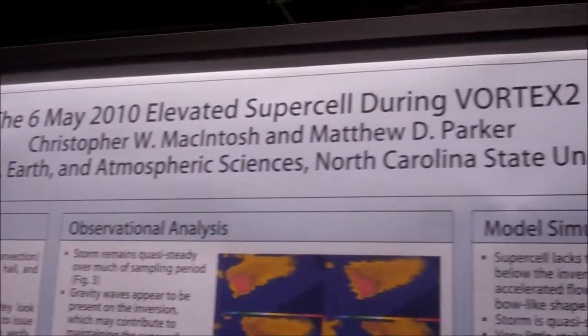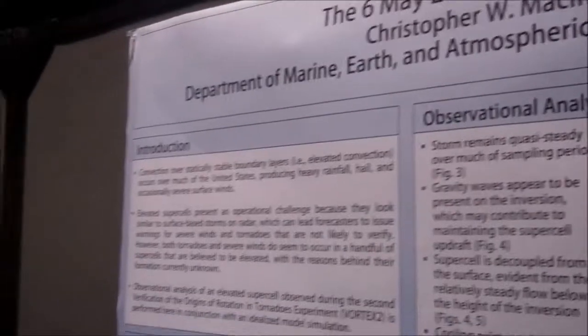My poster is about an elevated supercell that was observed during VORTEX2. If you don't know what an elevated supercell is, it's a supercell that's situated over some sort of stable layer. The boundary layer itself could be fully stable, or it could be an inversion, like it is in my case. These types of storms typically don't lead to tornadoes, but they still have other high impacts, such as heavy rainfall, hail, and occasionally strong winds at the surface.